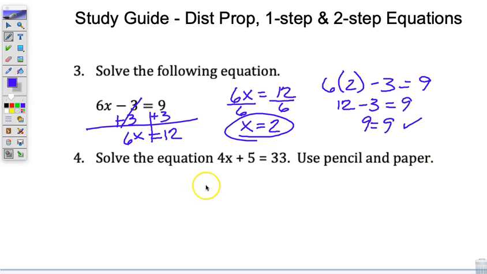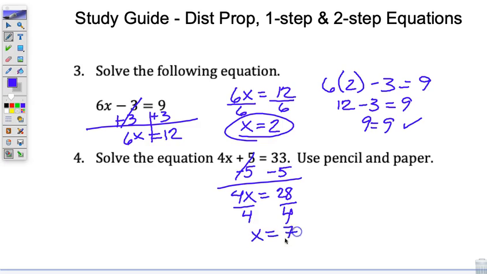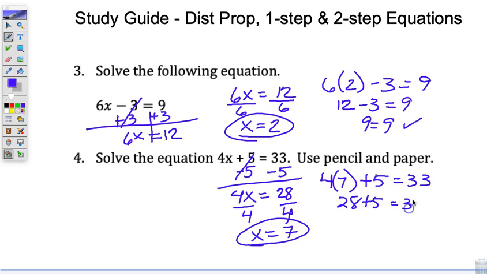Problem 4 is also a two-step equation. Let's start by undoing the addition and subtracting 5 on both sides. So we get 4x is equal to 33, subtract 5 is 28. Then we're dividing both sides by 4, and it looks like x is equal to 7. Once again, you can go back and substitute your 7 this time in for x to make sure that you have the correct answer. And it appears that we do, because 28 plus 5 is equal to 33.